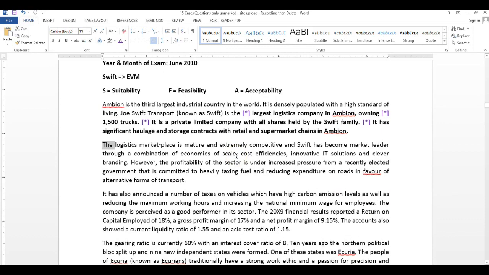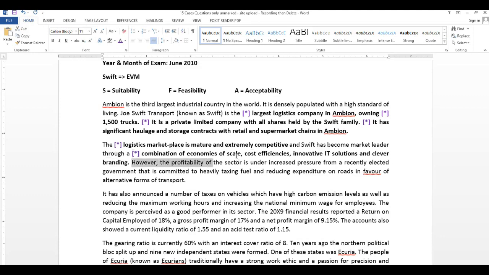The logistics marketplace is mature and extremely competitive. So that is another point. The marketplace is very mature and very competitive, and Swift has become market leader through a combination of economies of scale. So this company predominantly has done these things. They have a combination of economies of scale, cost, innovative IT solutions and clever branding. So these are their strengths.